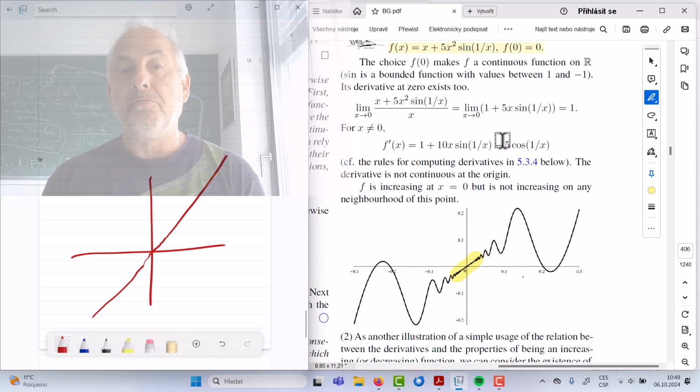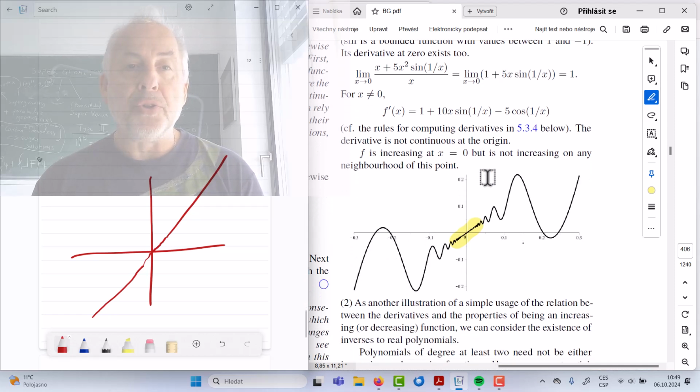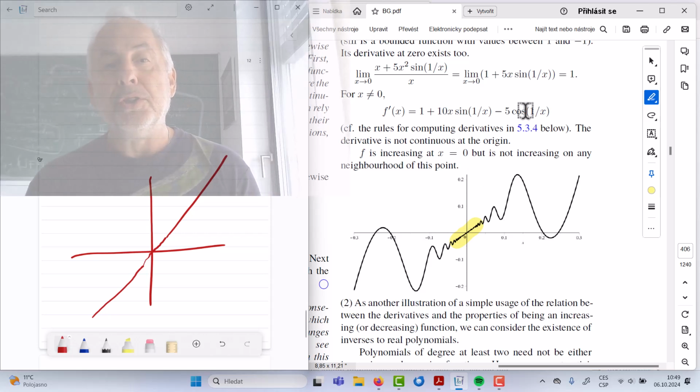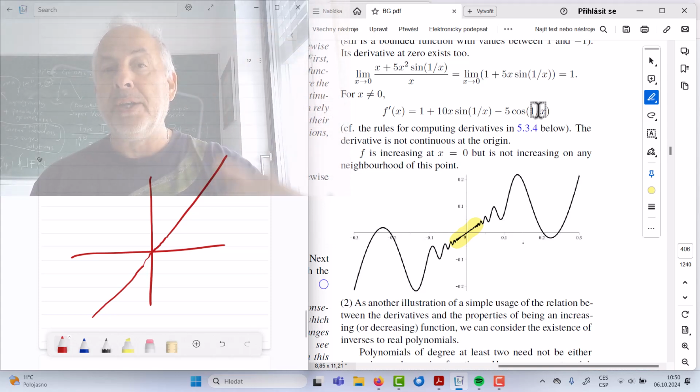Because you have to differentiate it as we know. Well, we shall see it in a moment how to differentiate the product of functions. So this is the derivative, and so you see that actually this thing, so it's jumping between 1 and minus 1.